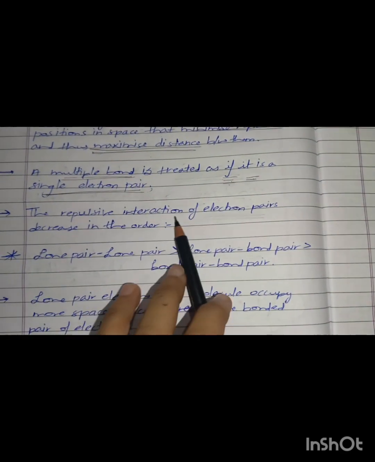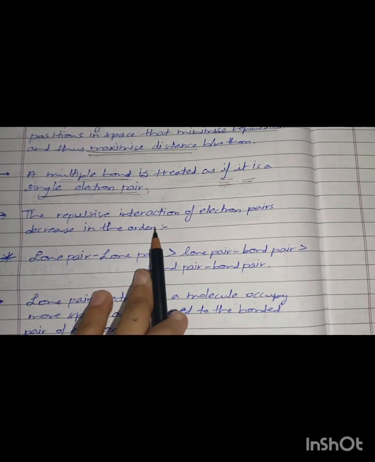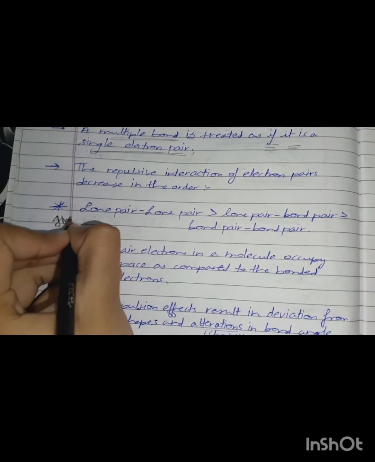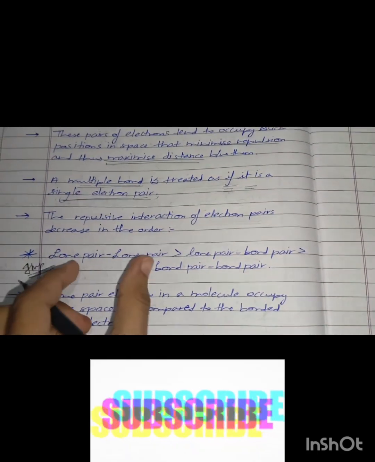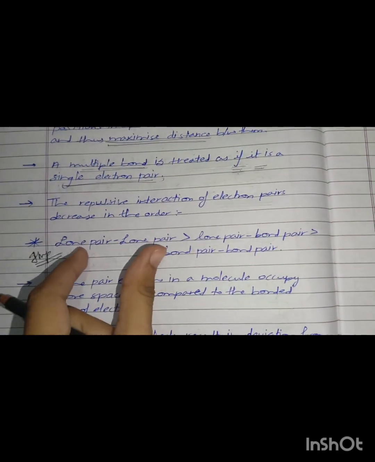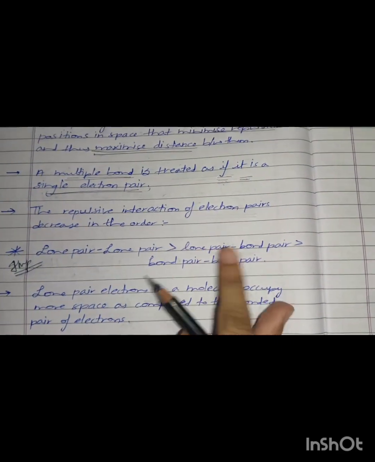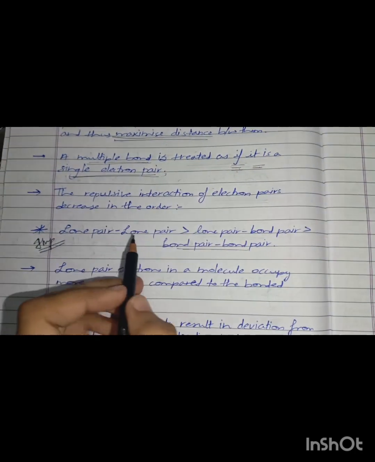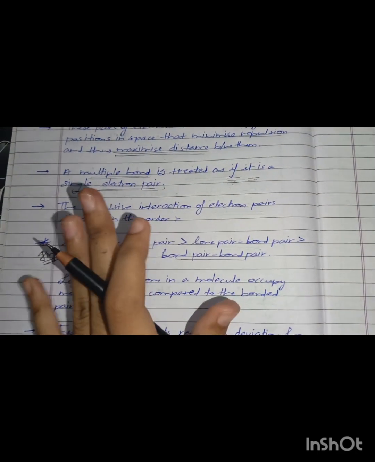Then the repulsion interaction of electron pairs decreases in the order, and this order is very important. You need to understand that the repulsion between lone pair and lone pair is maximum, then lone pair and bond pair, then bond pair and bond pair. The repulsion between bond pairs is very less, and the repulsion between lone pairs is very high, and in between comes lone pair and bond pair, right? This is the order which you have to remember.